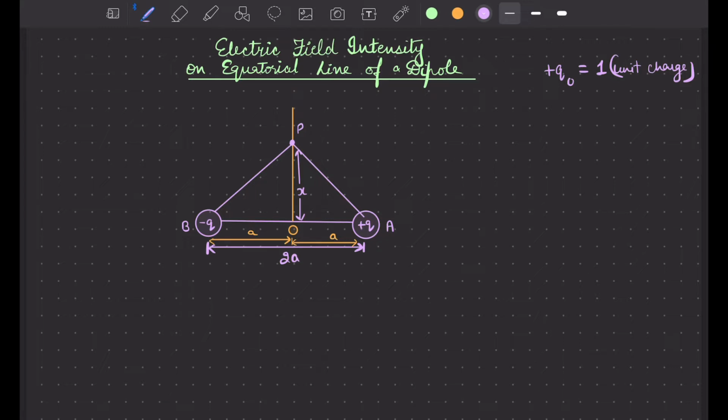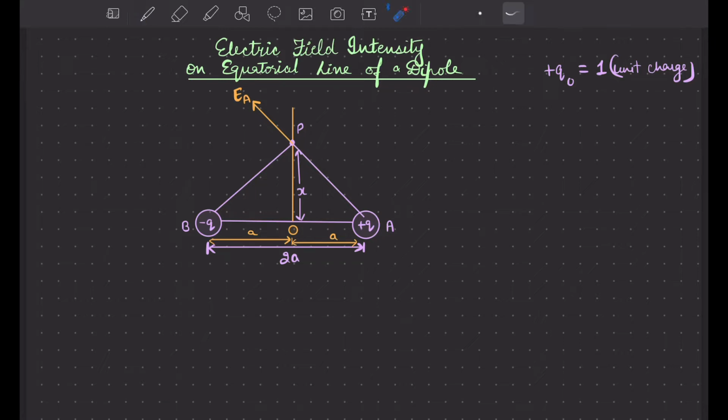So if we consider a plus q naught charge placed at point P, that means this plus q charge which is placed at point A is going to repel the plus q naught charge, because plus q naught charge and plus q charge are of the same nature. So what we are going to do is extend this line, and this line indicates that the plus q naught charge is going to experience a force of repulsion along the direction AP. Therefore I will mark it as EA, that is, the electric field intensity at point P because of the charge which is placed at point A.